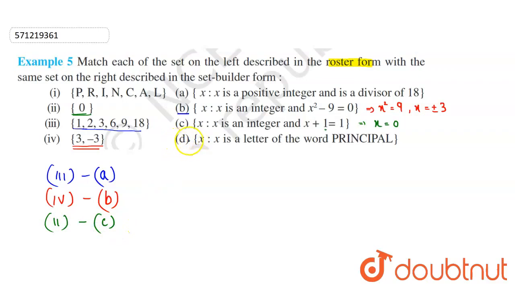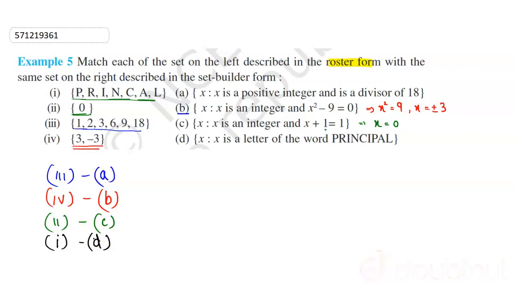Now ultimately you can see that in D part, x is an element of this set such that x is a letter of the word principal. Okay. So here you can see that these are the letters that are from the word principal. So that means first is matching to D part. Okay, so this completes our solution.